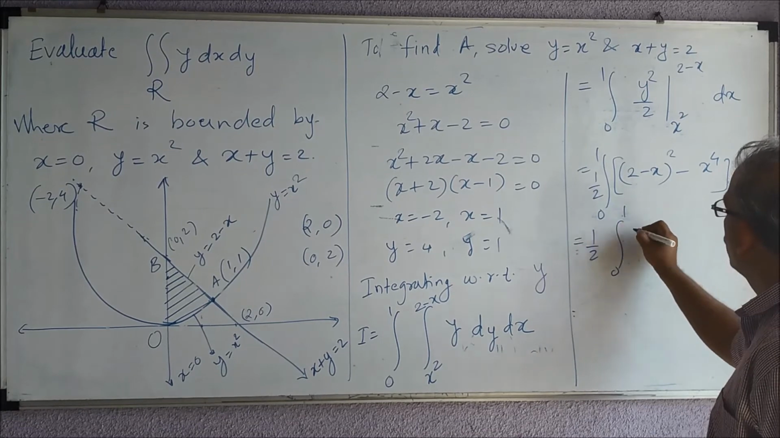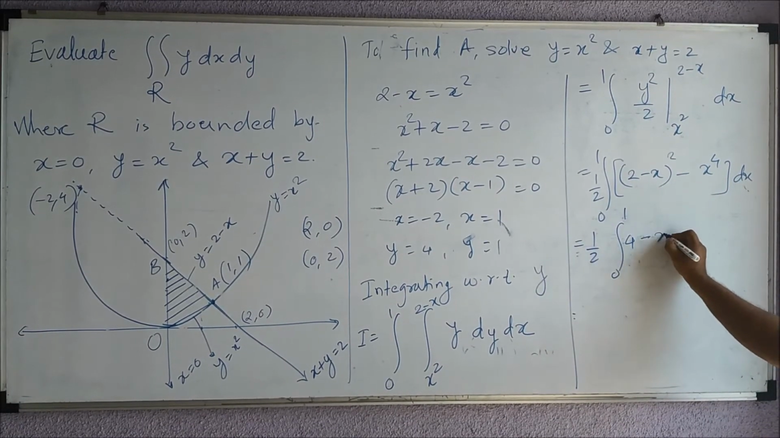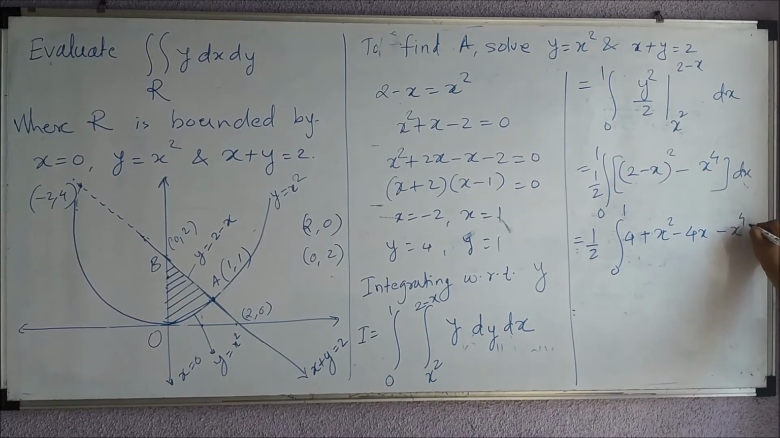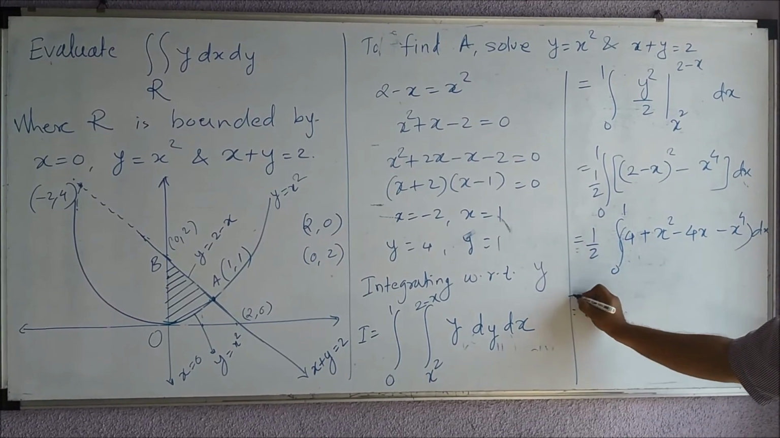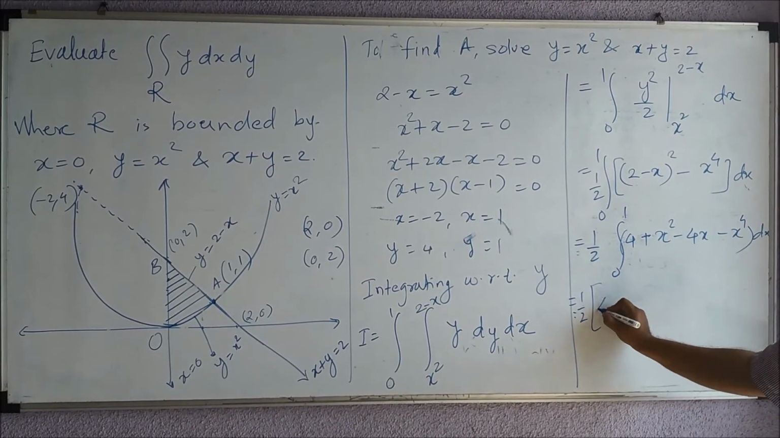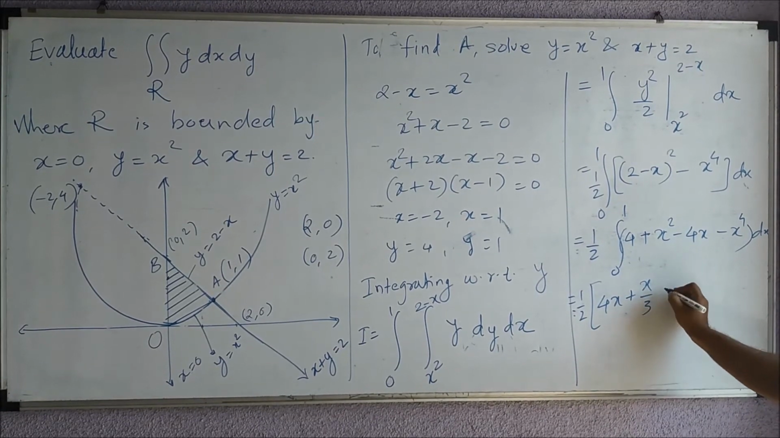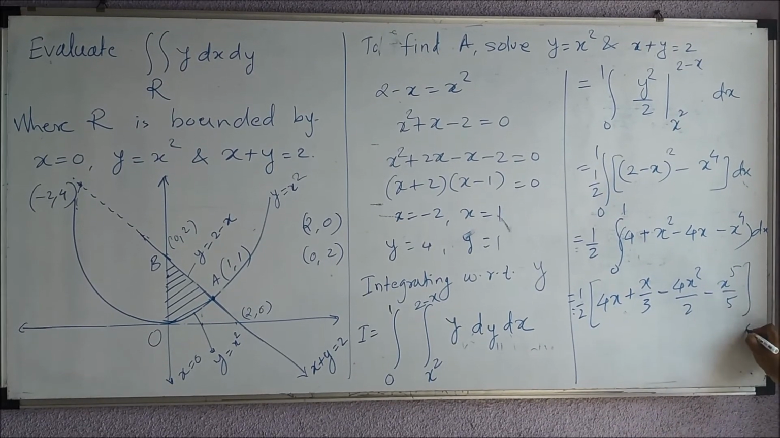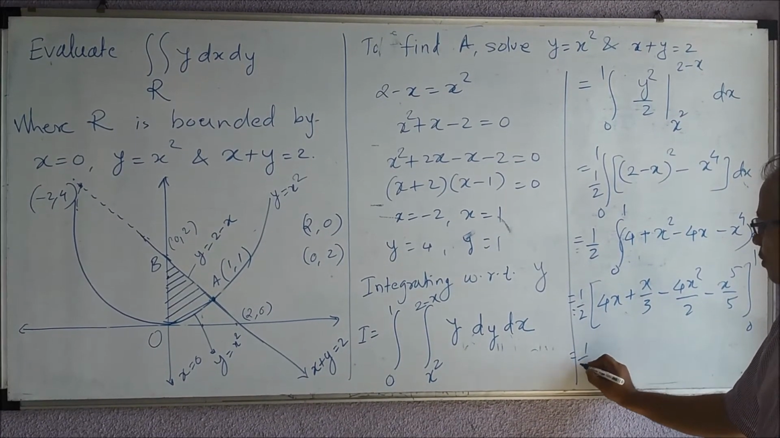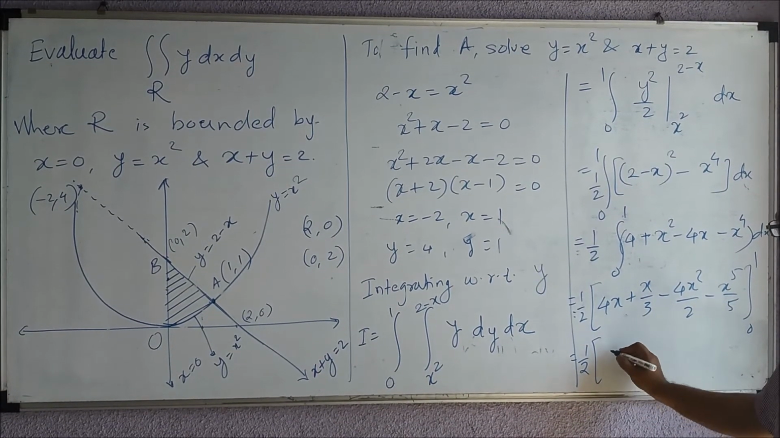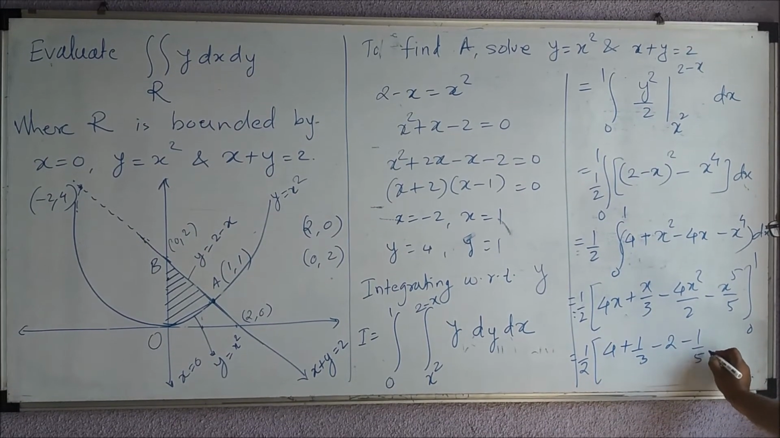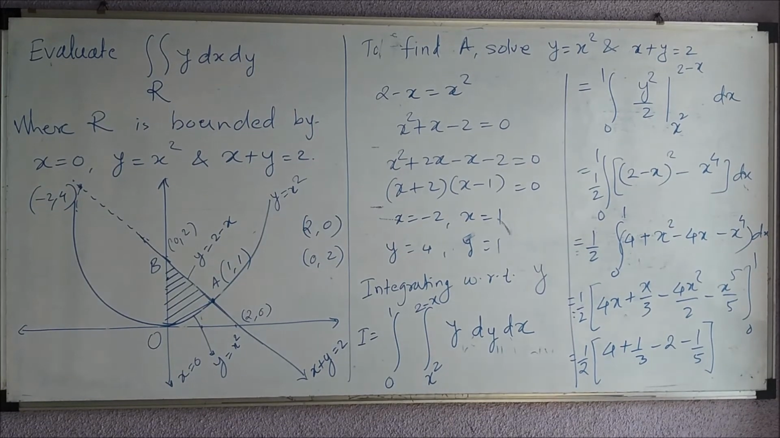So this is half, integral from 0 to 1, of 4 plus x² minus 4x minus x⁴ dx. So it is half into the bracket: 4x plus x³/3 minus 4x²/2 minus x⁵/5, from 0 to 1. And then if you simplify this, this is 4 plus 1/3 minus 2 minus 1/5. Okay, so you can try this one. I think it is 16/15 something.